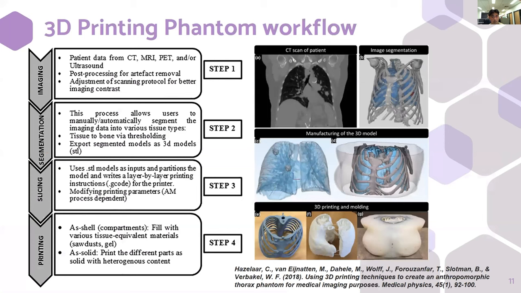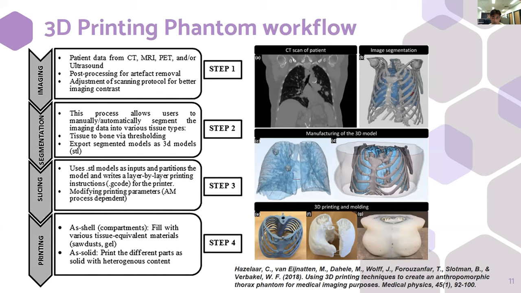So now going back to 3D printing phantoms, here's the commonly used workflow. The process initiates with the acquisition of diagnostic image, commonly in the form of CT, and this is followed by a manual or automatic segmentation process of the cross-sectional CT data set, where 3D models of the tissue segments are generated. A popular software used for this process is 3D Slicer.